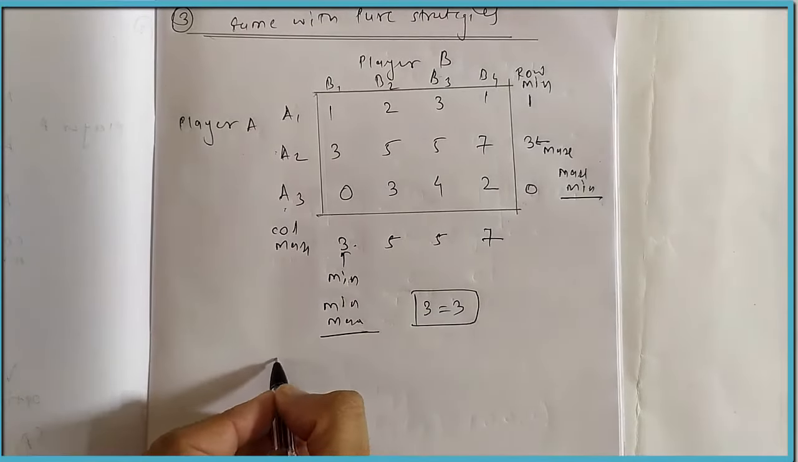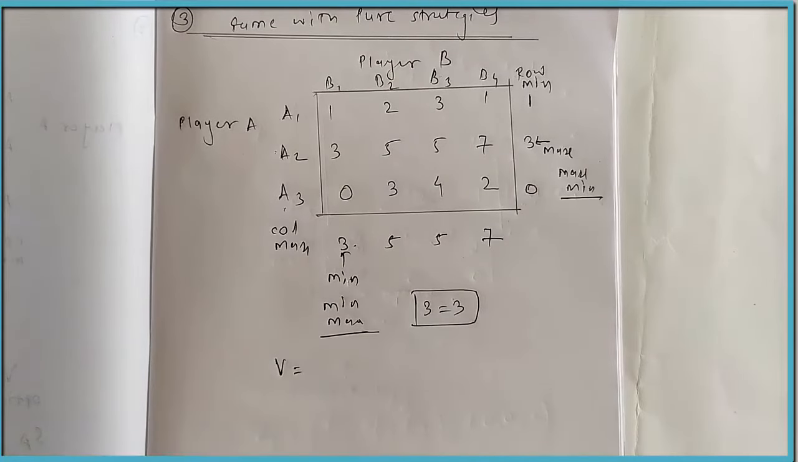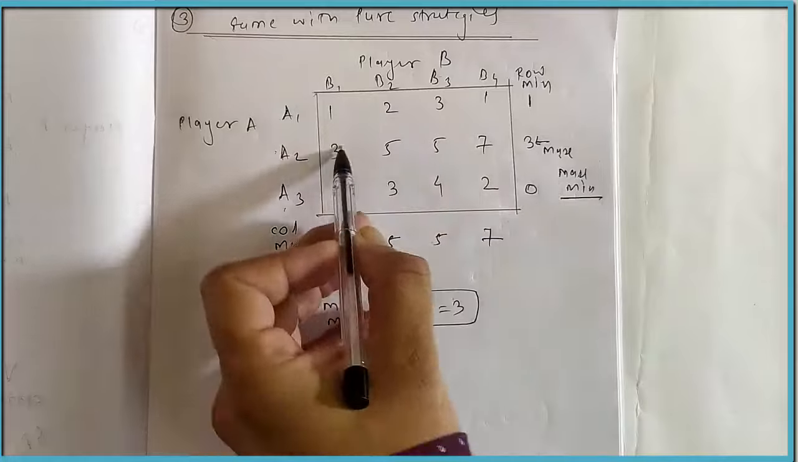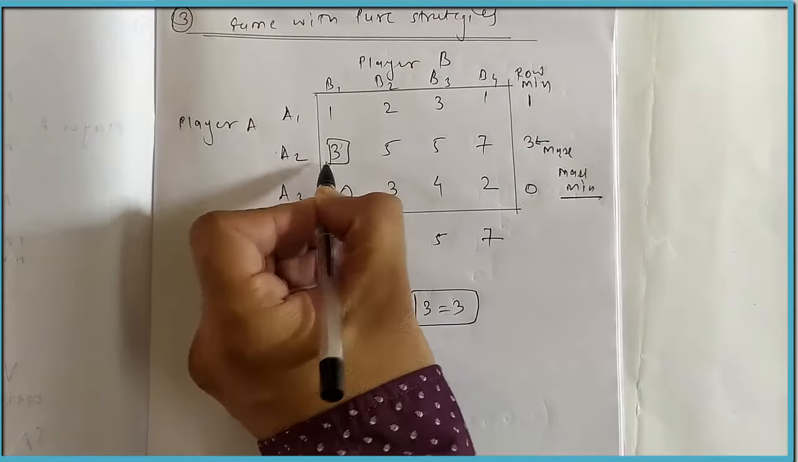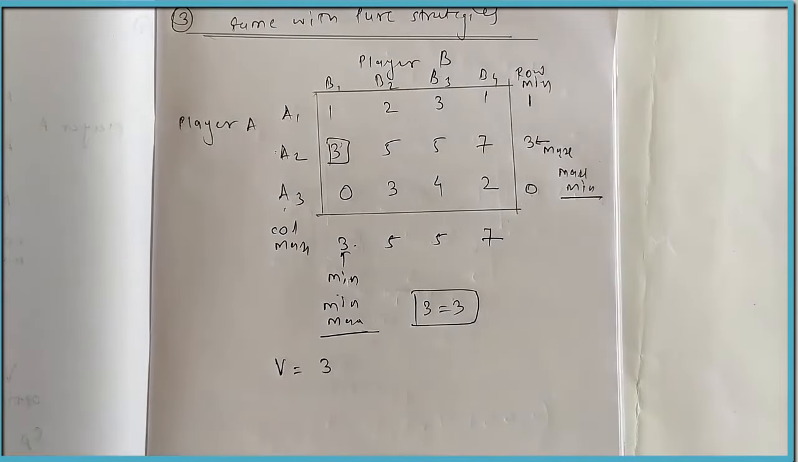Now find out the game value. Now the game value is the intersection between the max min value and min max value. The intersection of max min and min max is this 3. Therefore here game value is 3.